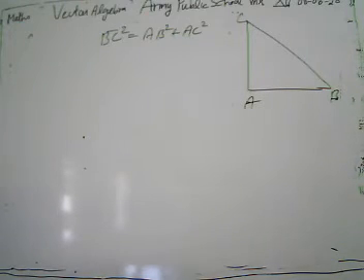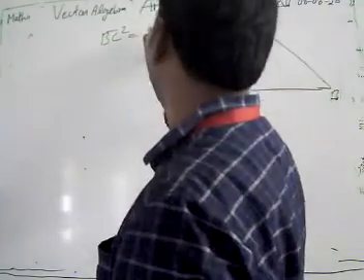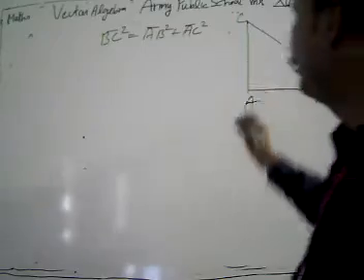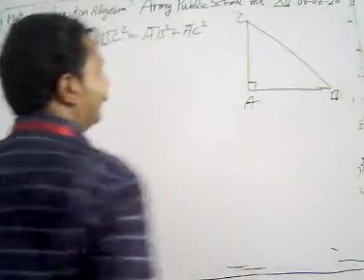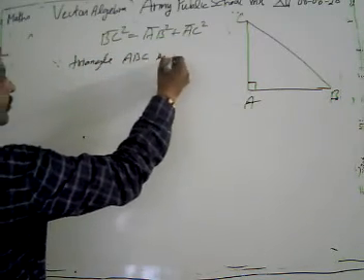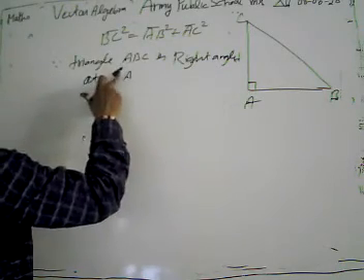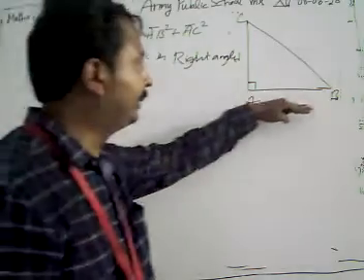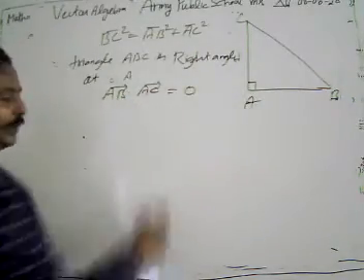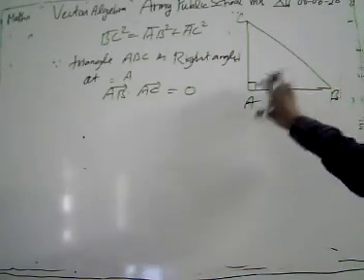We are going to use our vector method here. First of all, it's given that our triangle ABC is a right angle triangle, right angle at A. Means the vector AB dot vector AC, these are at 90 degrees, and we have 0 there. Vector AB dot AC is 0.